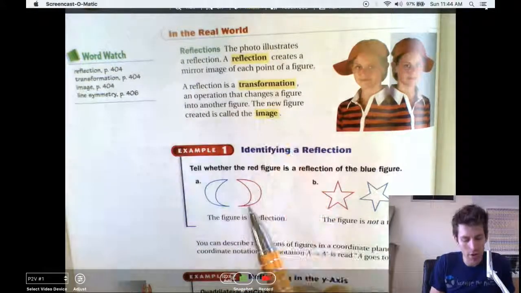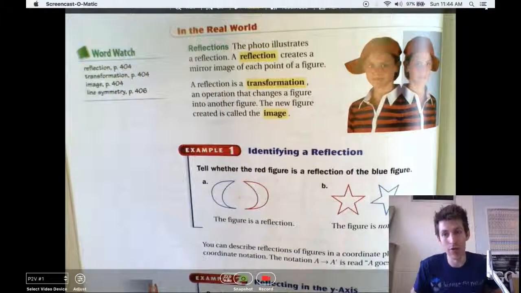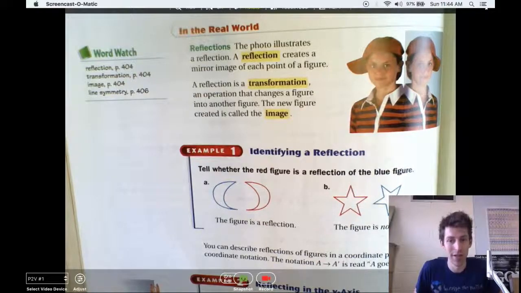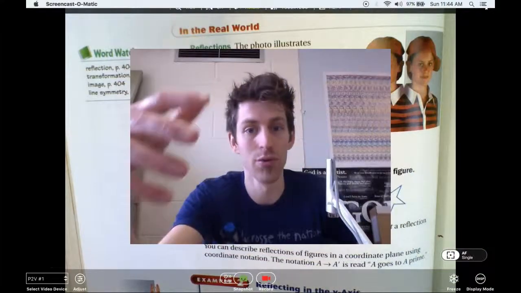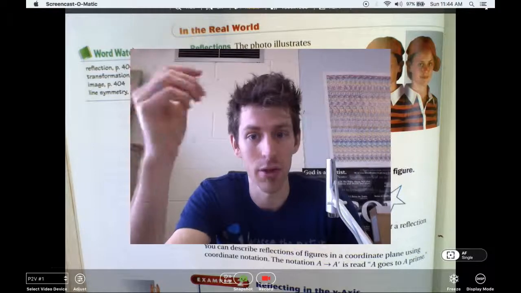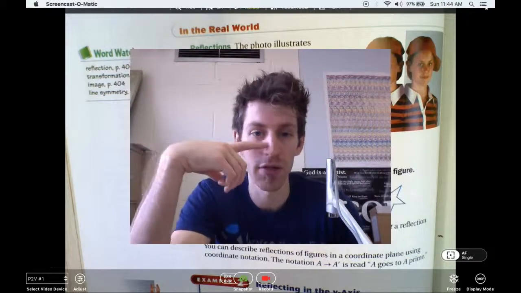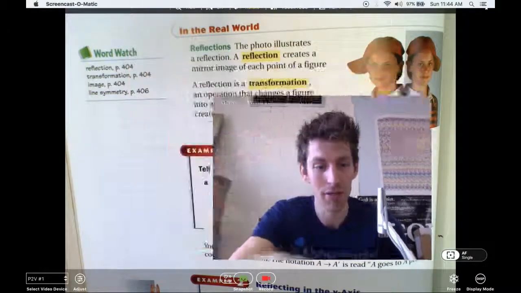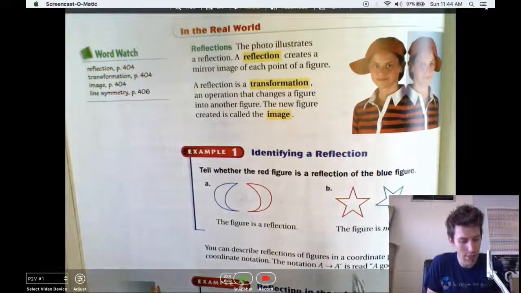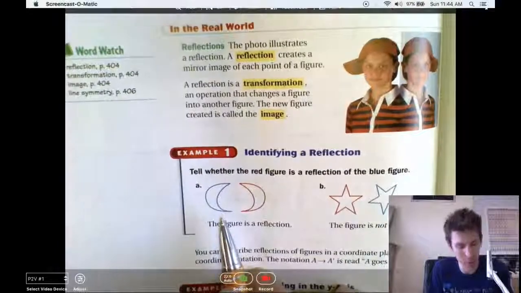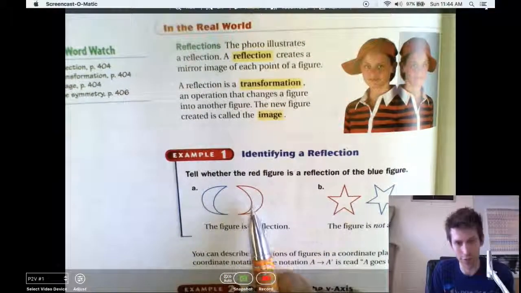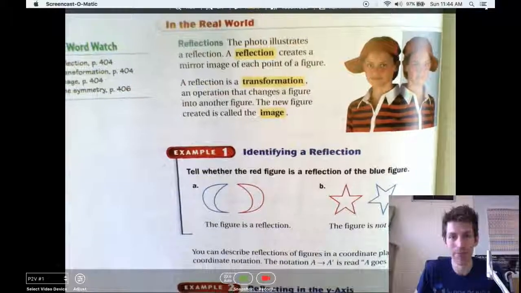Now, we call the new figure the image. So if you're looking in the mirror, that's a reflection of you. And who's the real person and who's the image? Well, if you're looking in the mirror, obviously you're the real person. We call what you see in the mirror the image. So in these shapes, I'm guessing that the blue is the pre-image, the real thing, and then it's folded over onto the red one, which is the image.